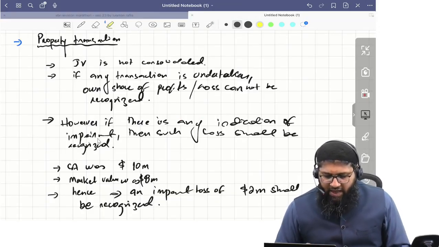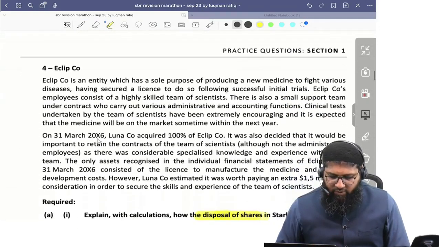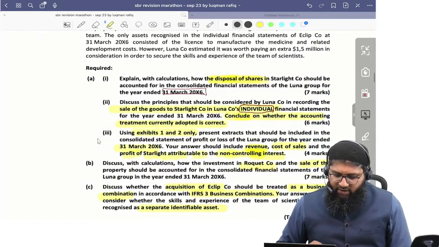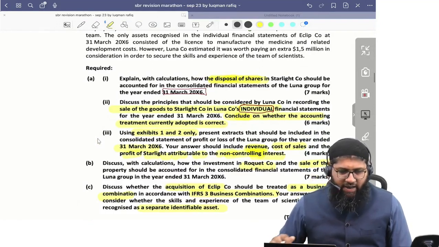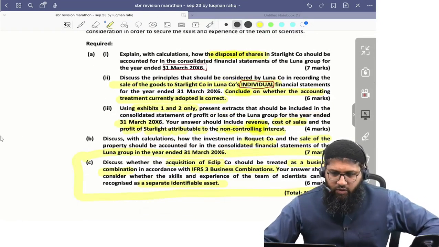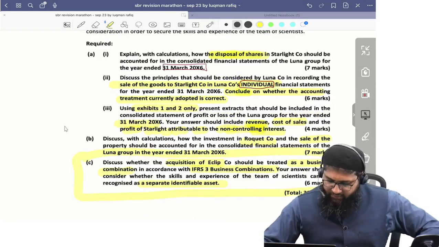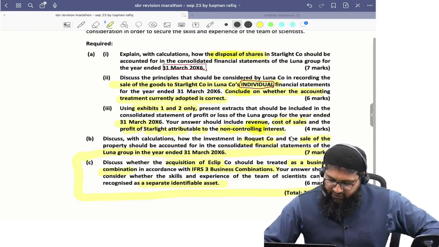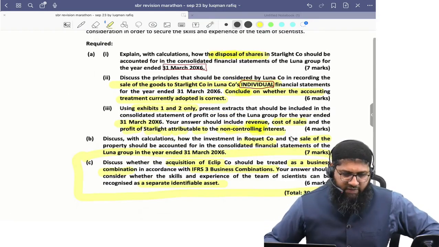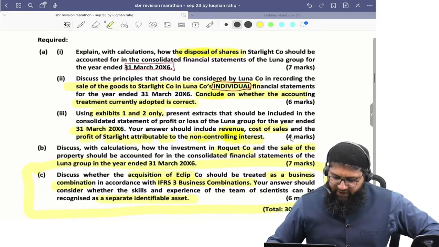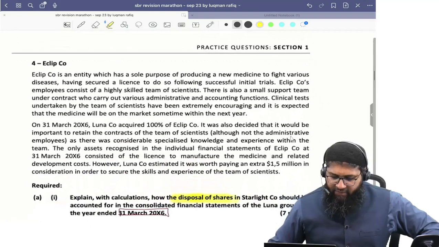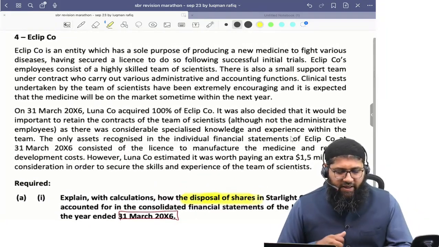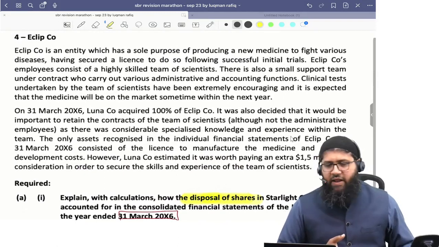Okay. Now last part of the question, which is about Eclipse company. The requirement is discuss whether the acquisition of Eclipse company should be treated as business combination in accordance with IFRS 3. Your answer should consider whether skills and expertise of scientist team can be recognized as separate identifiable assets. So you have to talk about whether this should be considered as a business combination or not.